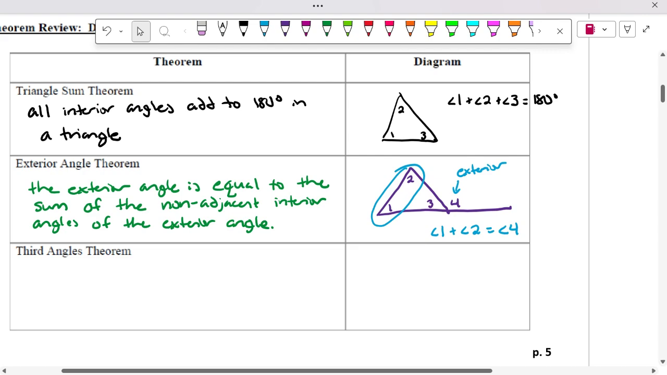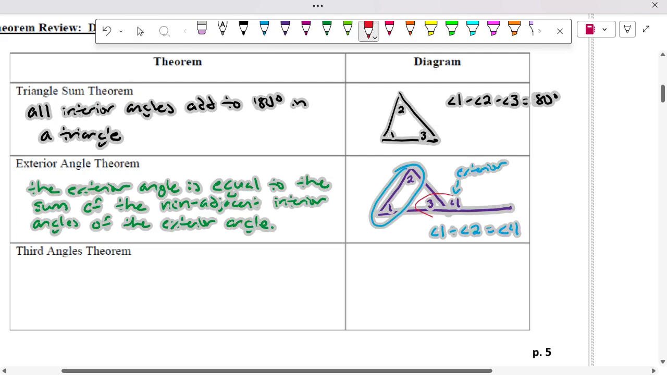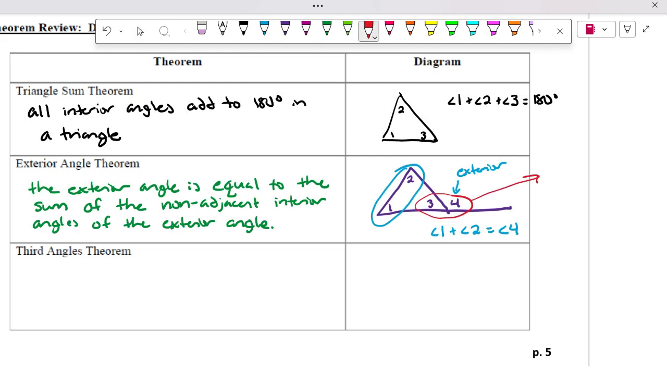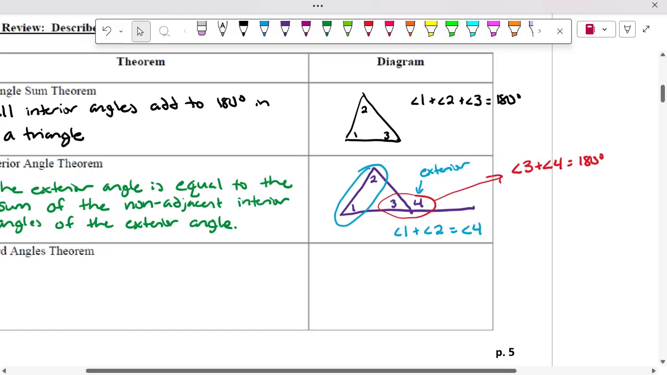Now, this does not go along with the theorem per se, but another thing to note is that the adjacent angle to the exterior angle is still supplementary. So angle 3 plus angle 4 is equal to 180 degrees. That's always true as well. So just something to note. The reason I say it is because you may see a problem where it may look like an exterior angle theorem, but in reality, you're just doing a supplementary problem.